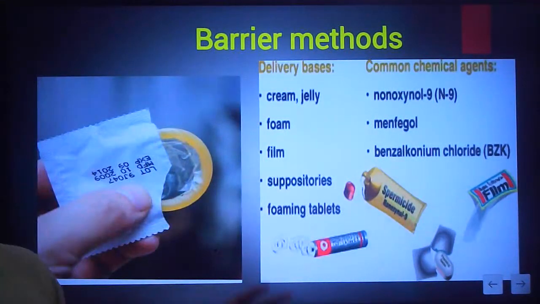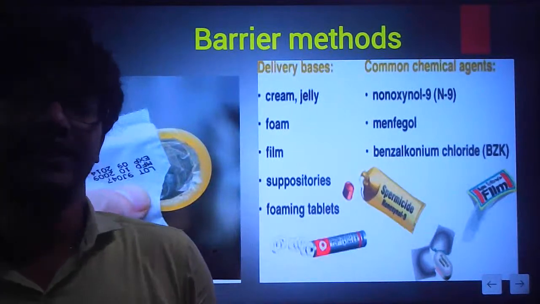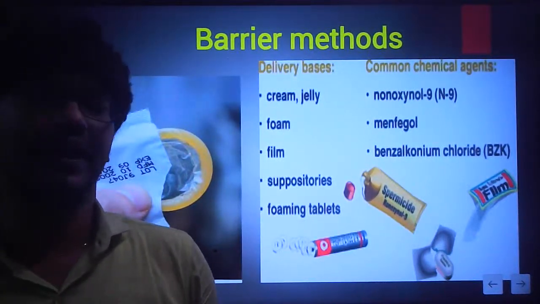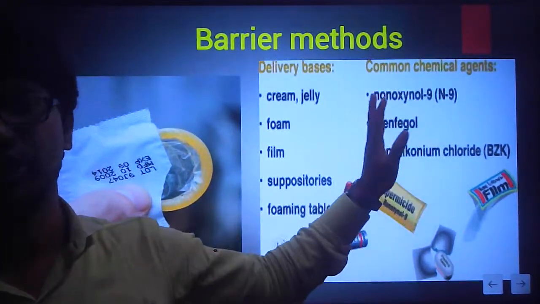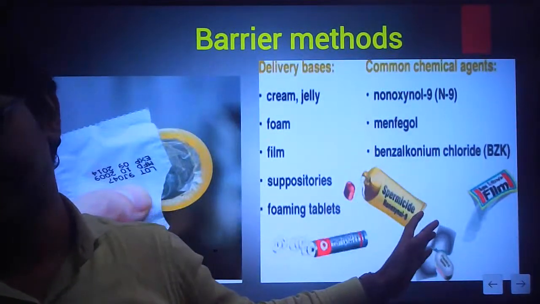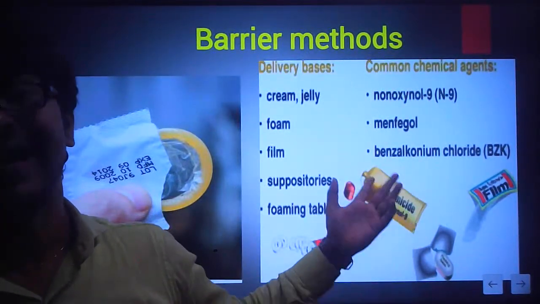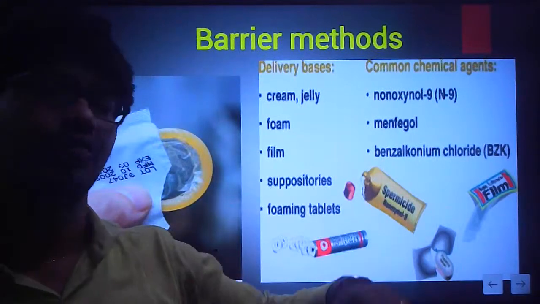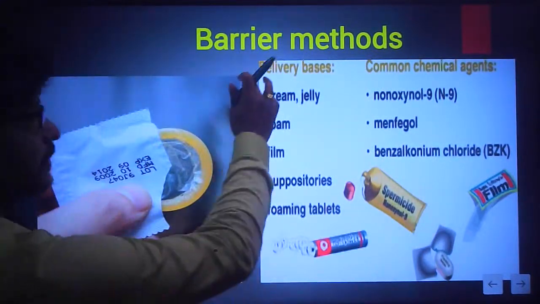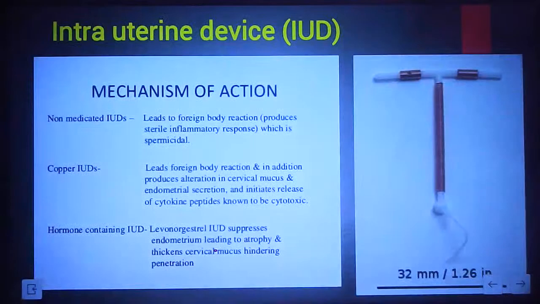Sometimes these chemical agents can cause some sort of irritation. People who have some allergy can very well stop using it, because these are chemicals and may sometimes cause an allergic reaction. For that time, they can go with other contraceptive techniques. Okay, this is a chemical barrier.